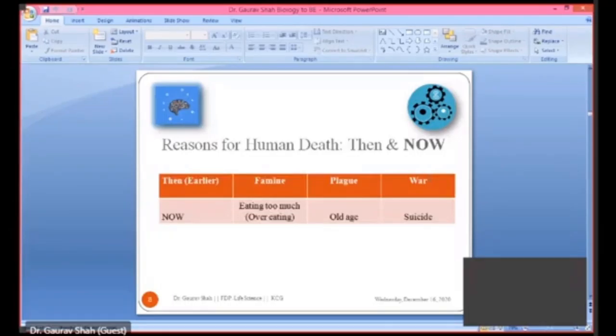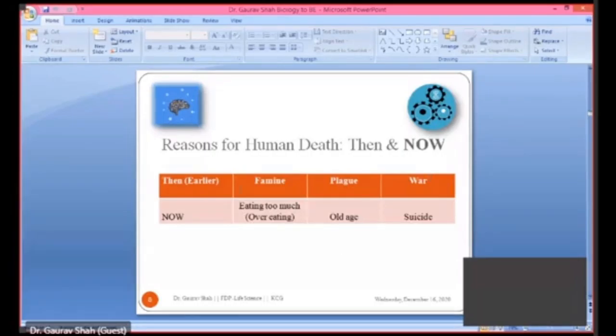If I compare how far we have reached, this is a very basic and fundamental understanding regarding the reasons for human death, because I'm going to focus on that and how humans are trying to conquer that. And that is very much important, and that is a part of today's lecture, from biology to biological engineering.